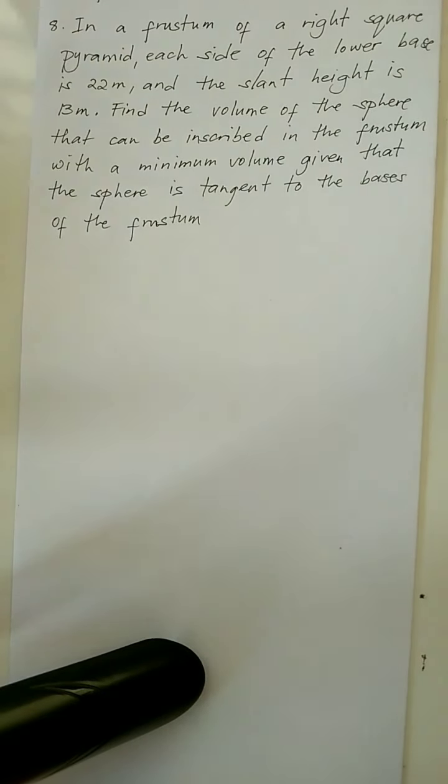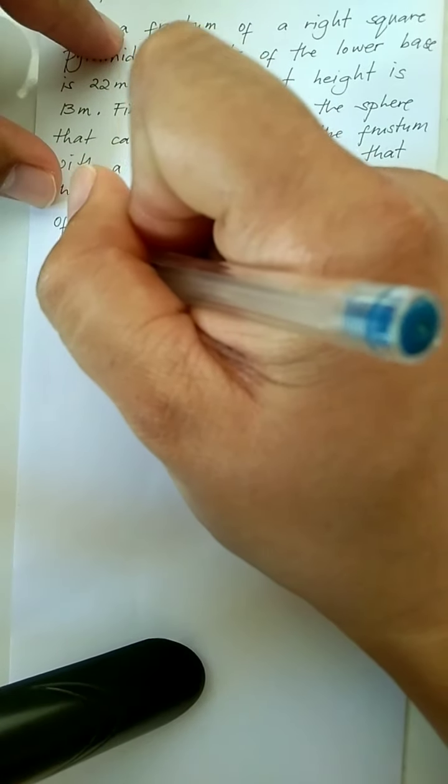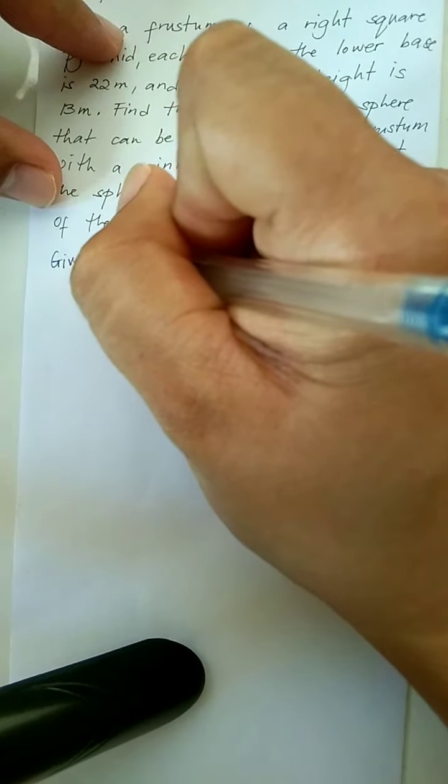Answer problem number 8. In a frustum of a right square pyramid, each side of the lower base is 22 meters and the slant height is 13 meters. Find the volume of the sphere that can be inscribed in the frustum with a minimum volume given that the sphere is tangent to the bases of the frustum. Okay, so let's illustrate the given problem.